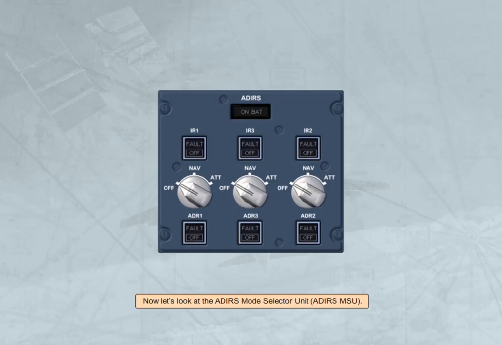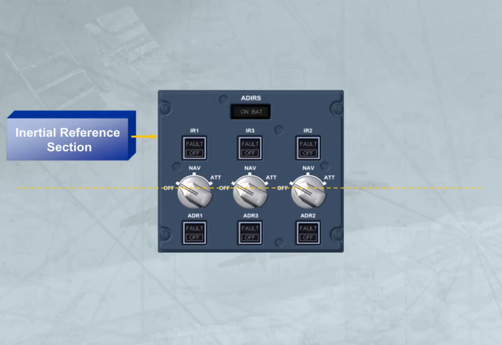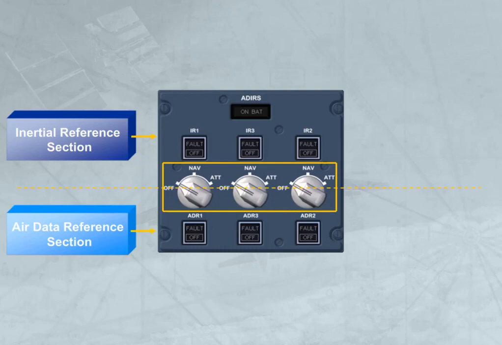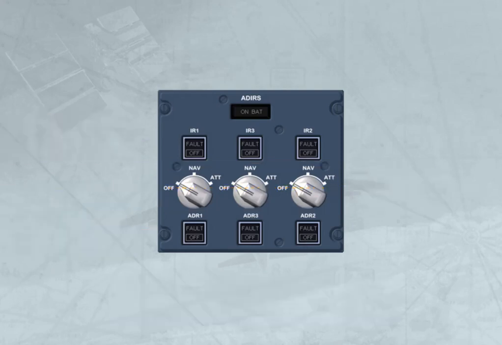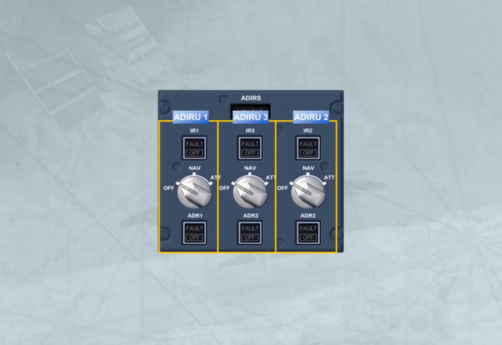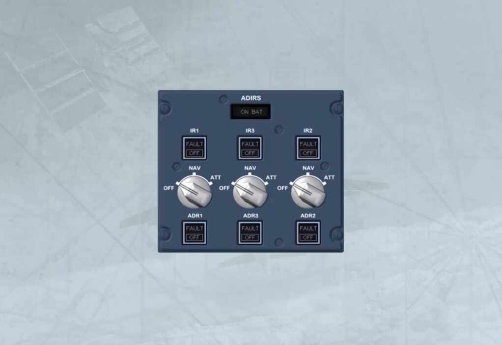Now, let's look at the ADIRS Mode Selector Unit, ADIRS MSU. The panel is divided into 2 parts, the upper section for the IR and the lower section for the ADR. The 3 rotary mode selectors have control over both the IR and the ADR. The controls and indicators for the individual ADIRS are grouped and arranged in the following order: 1, 3, and 2. Each ADIRS has an associated rotary mode selector.